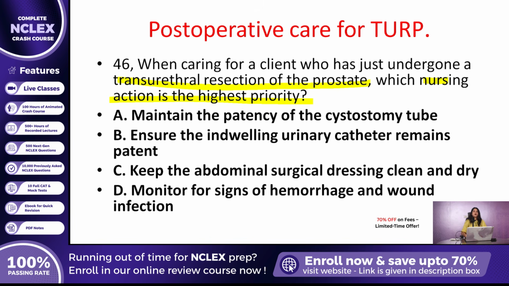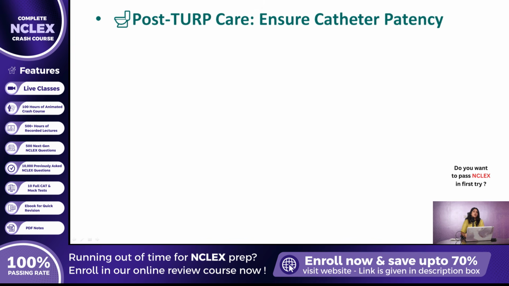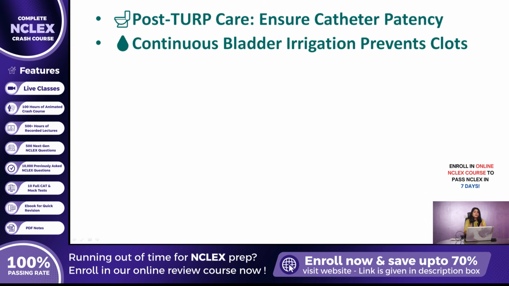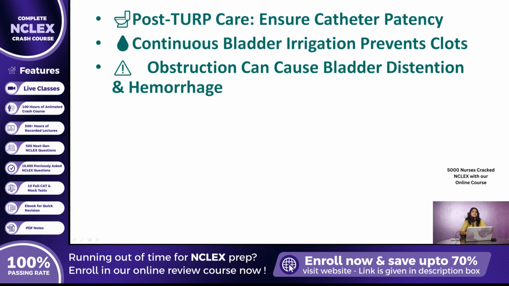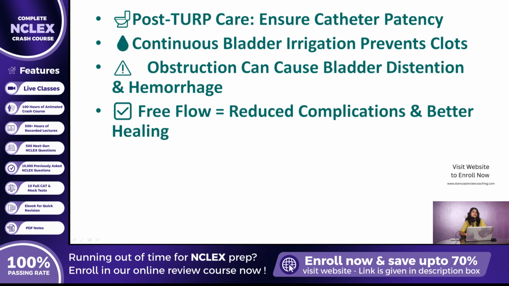The correct answer is option B. Ensure the indwelling urinary catheter remains patent. Following a TURP, continuous bladder irrigation is typically initiated to flush out blood clots and maintain clear urine output. The catheter's patency is absolutely critical, as any obstruction can lead to bladder distension, increased pressure on the surgical site, and even hemorrhage. By keeping the catheter flowing freely, the nurse helps reduce the risk of these serious complications and promotes proper healing of the resected tissue.